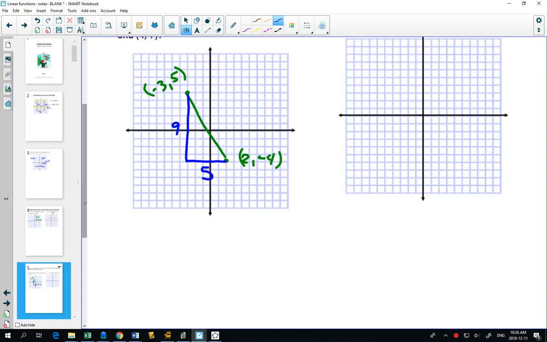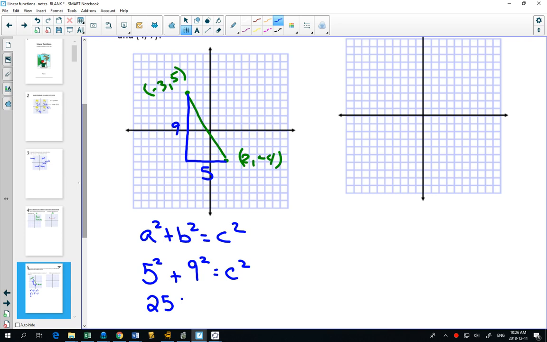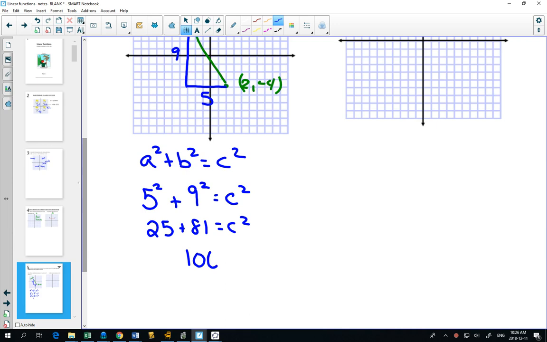We can use a squared plus b squared equals c squared. So what do we want to find? We want to find the hypotenuse, which is c. We know that one side is 5 and the other is 9, so 5 squared plus 9 squared equals c squared. 25 plus 81 equals c squared, and so we get 106 equals c squared. Take the square root of 106 and round it to 1 decimal place, and we get 10.3.